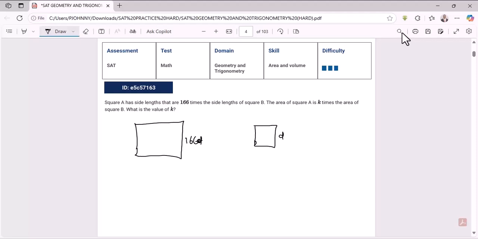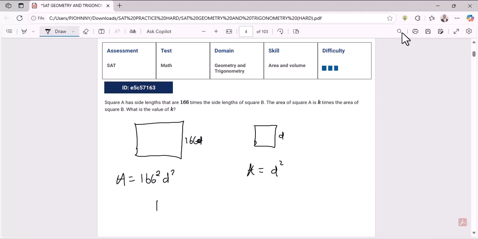And so the area of square A is K times the area of square B. So what's the area of square A? That will be 166 squared D squared. I'm trying not to use calculator now. And what's the area of this? It's simply going to be D squared. So you say the area of square A is K times that of the area of square B.